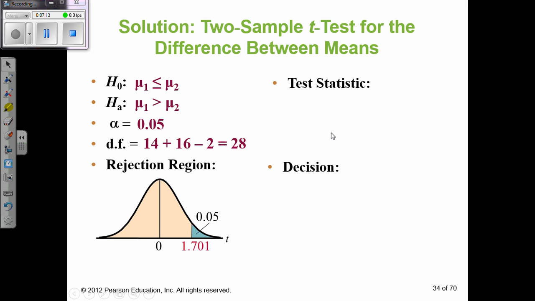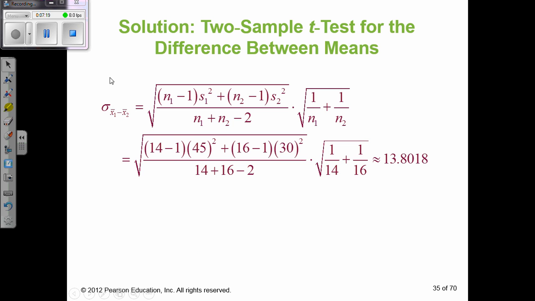Now to determine the test statistic, we have to do a little more work. So let's look first at the standard error. Remember this formula, we saw it a few slides ago. Let's do it together. Sample size 1 minus 1 times standard deviation 1 squared of sample 1, plus sample size 2 minus 1 times standard deviation of sample 2 squared. Compute those two products, add them together. Take that and divide it by sample size 1 plus sample size 2 minus 2.